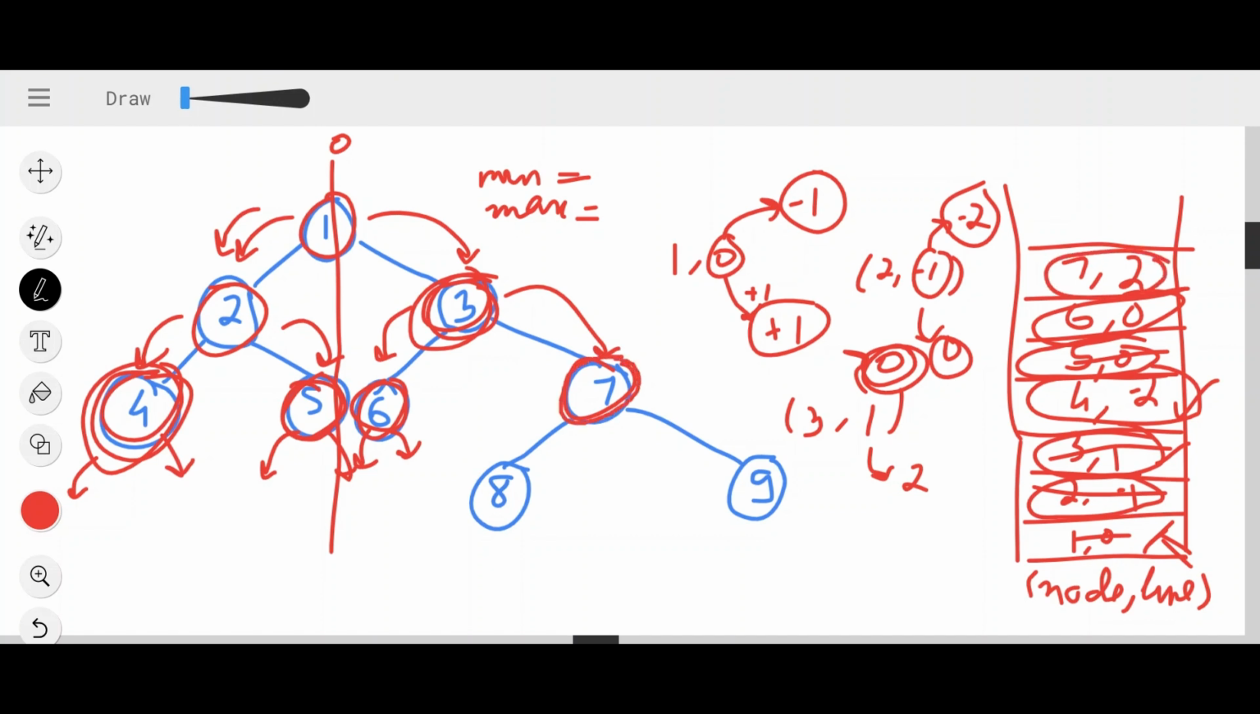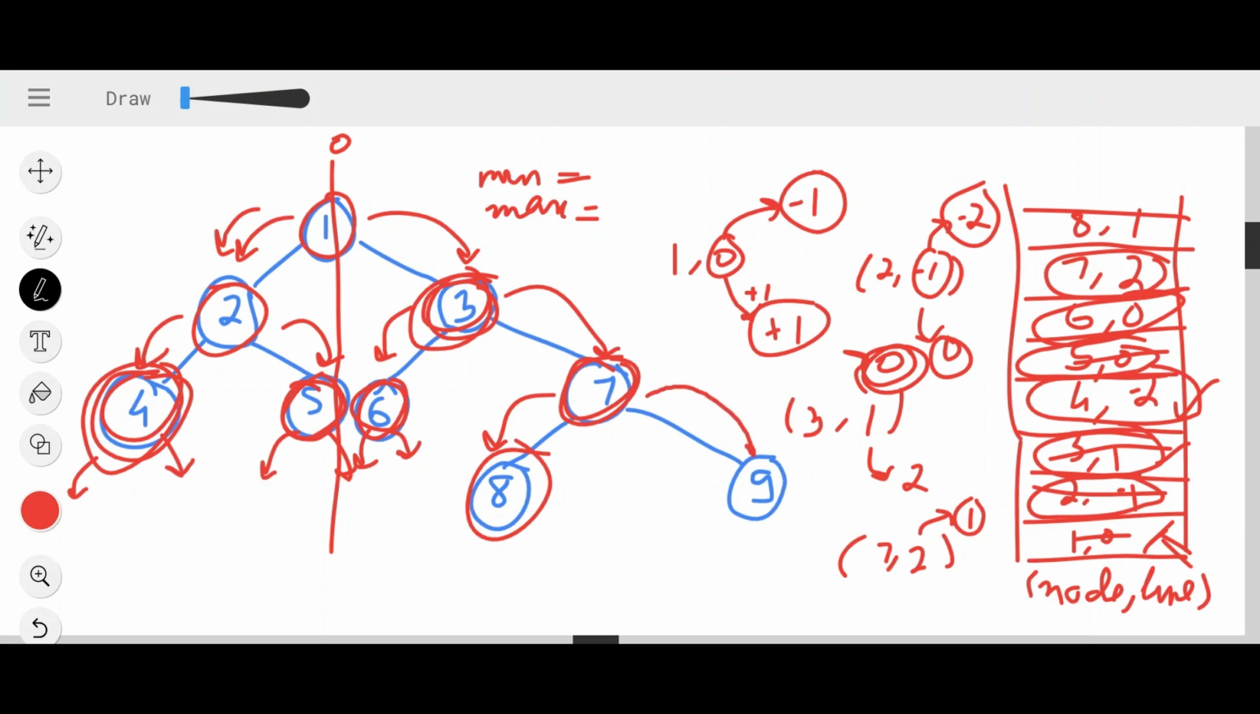Now it is 7 comma 2. Fine. So pop this 7 comma 2 out. Now let's see. Do we have a left node? Yes, I do have. Since you are moving to the left hand side, simply decrement it by -1. This becomes 2 minus 1, that is 1. So push this node and the line number into your queue. This becomes 8 comma 1.